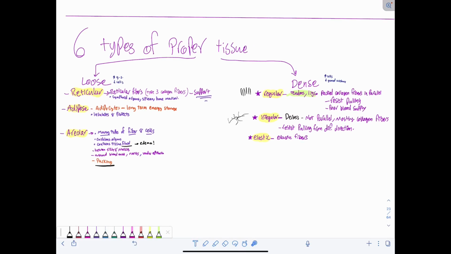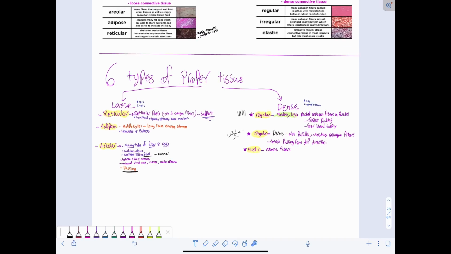And then the last one is elastic connective tissue, and that basically has elastin fibers, I believe. I don't know why I put elastic fibers. Yeah, and that's basically what makes it up. We don't really talk about this one as much.